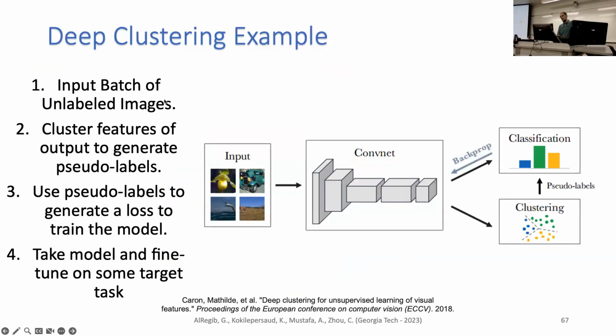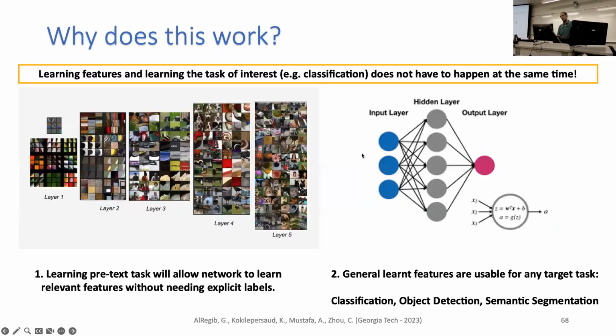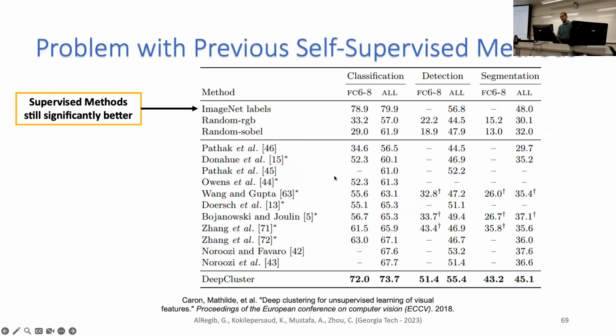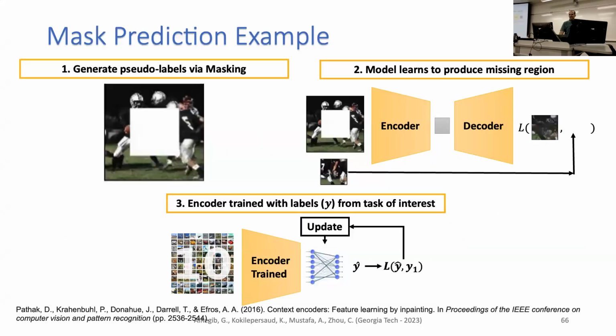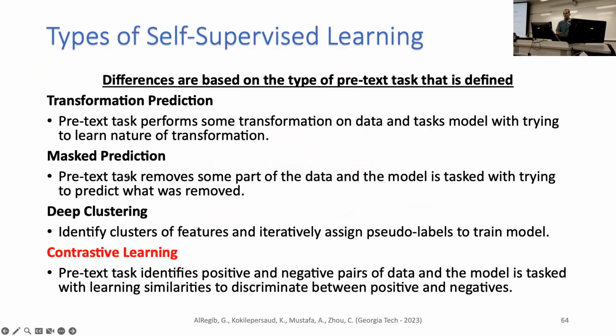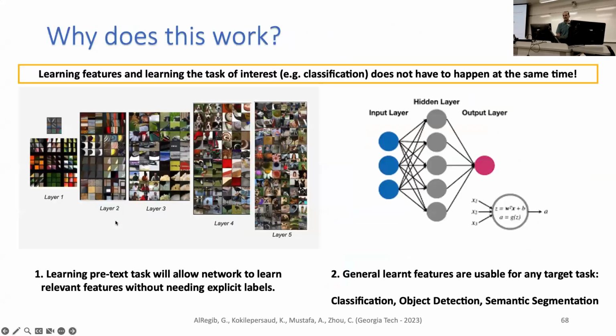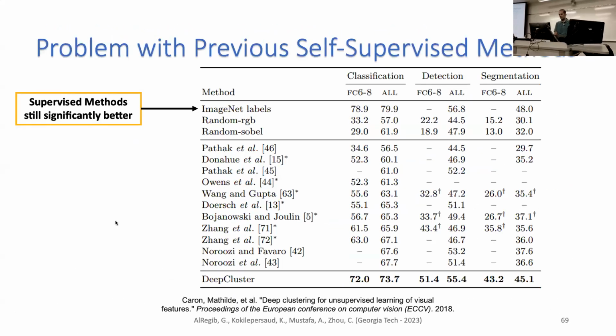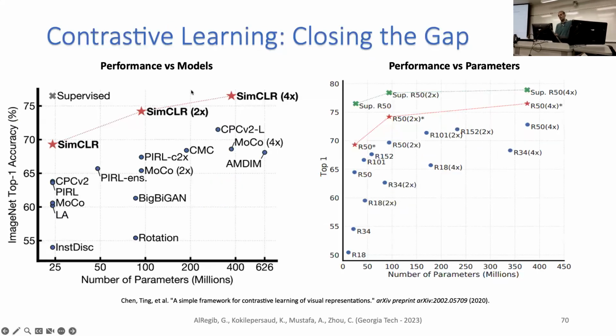In clustering, you have deep clustering, which is kind of self-explanatory in this case. The problem with all of these, let me go back here, is that none of them, even deep clustering or masking, came even close to the fully supervised. That's why this area slowed down a little bit until we had contrastive learning.